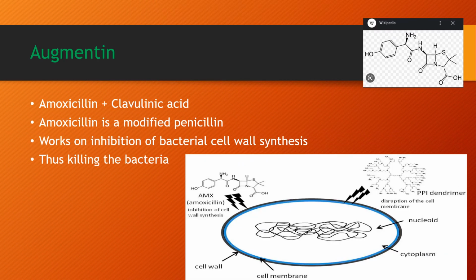So Augmentin is a combination of amoxicillin and again clavulanic acid. Amoxicillin is a modified penicillin, where amino and oxy groups are added, and it is very similar to penicillin. So it works on the inhibition of bacterial cell wall synthesis, and by inhibiting the cell wall synthesis, the bacteria gets lysed, destroyed and killed.